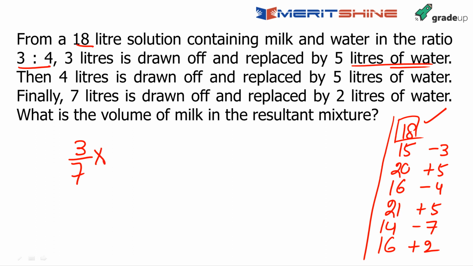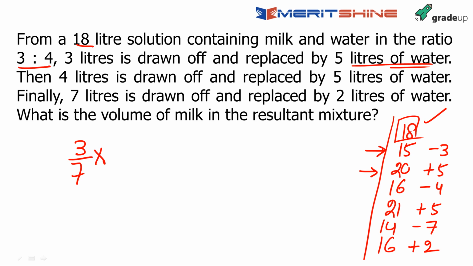Now look at what I have done here. 3 liters is drawn off, so I have written this 15 here, so that there is absolutely no confusion while understanding. So after 3 is drawn, it's reduced to 15. After that, addition of 5 liters is shown here. After that, 4 liters drawn, then 5 liters added, 7 liters drawn, 2 liters added. So I have written all this so that there is absolutely no confusion while explaining this.